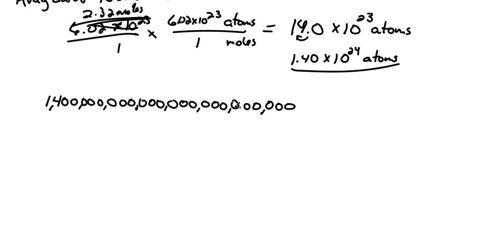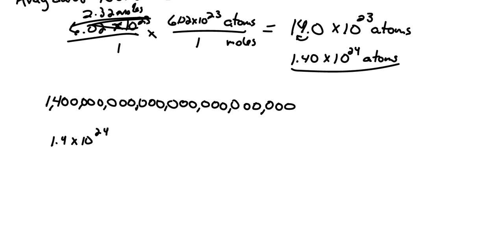So what do we got? Hundreds, thousands, millions, billions, trillions, quadrillions. I always forget what 5 is, hexillions. So we got 1.4 times 10 to the 24th atoms. Okay, so what does that mean?